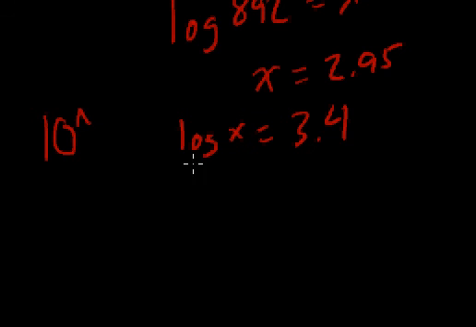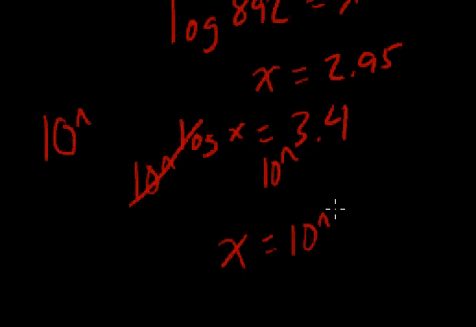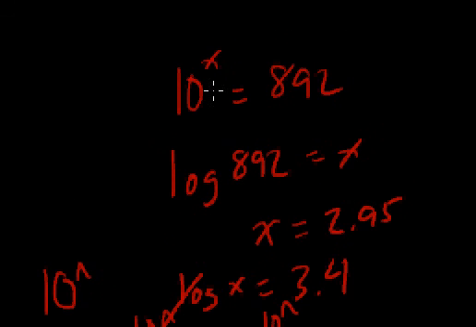So if I do the opposite of log to both of these sides, 10 to the power of log x and 10 to the power of 3.4, the 10 to the log will cancel, and I'm only going to be left with x over here. On the right-hand side, I have 10 to the 3.4 power. And remember, logarithm means 10 to some power to get an answer. So in this particular case, I have the exponent, 3.4. I just need to raise 10 to that power to get my answer.